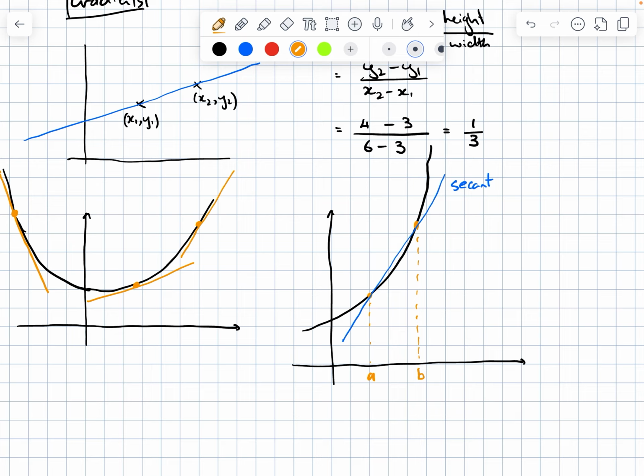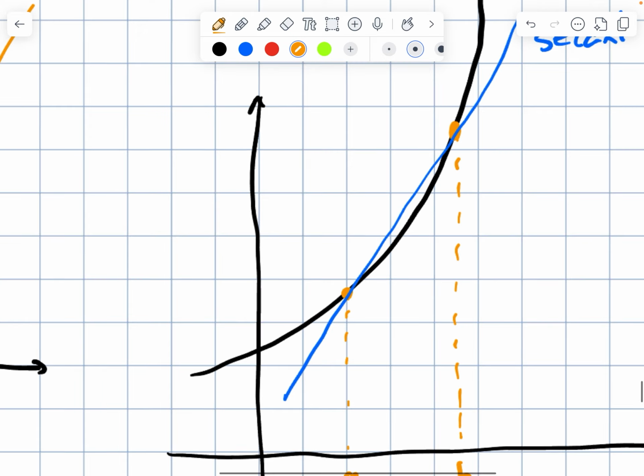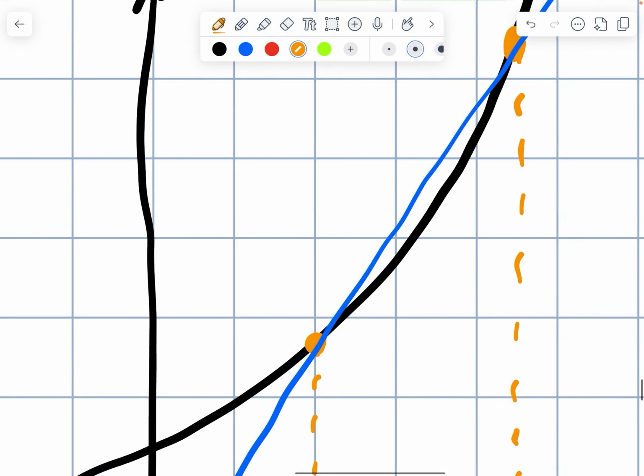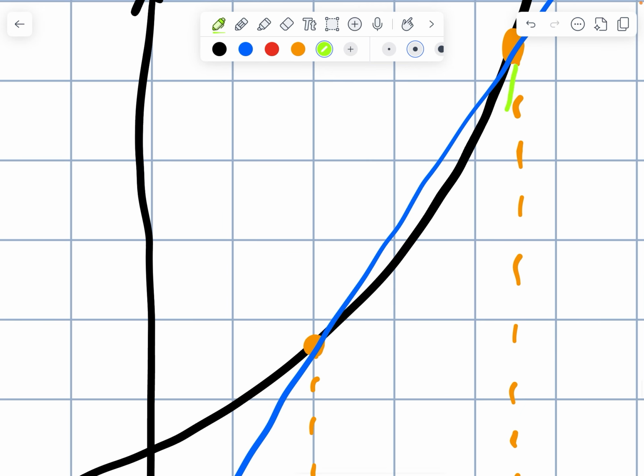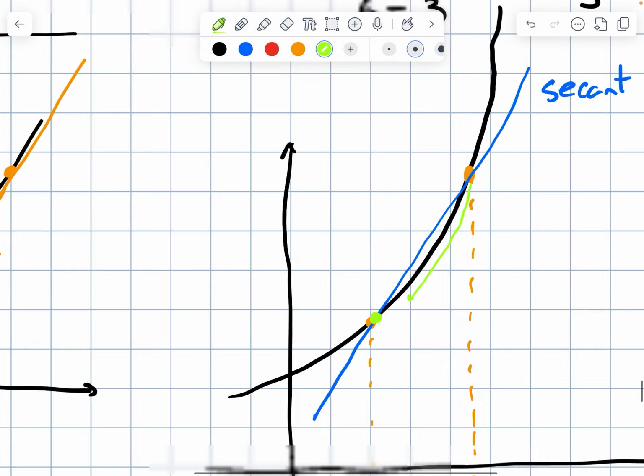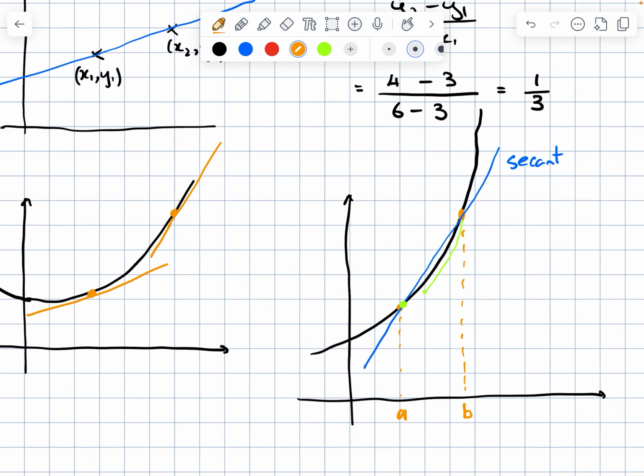Now this blue line isn't the tangent at A, and it's not the tangent at B either. It's somewhere in between. Our goal is to have B become so close to A. If I zoom in and bring B all the way down until it gets right beside it. It's not at A, but it's really, really close.